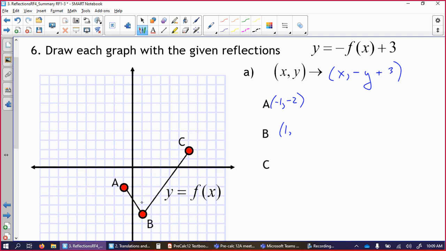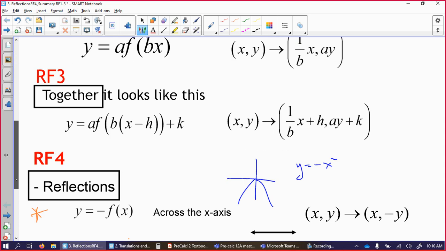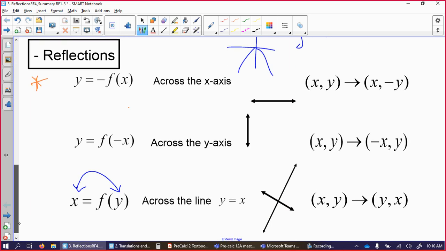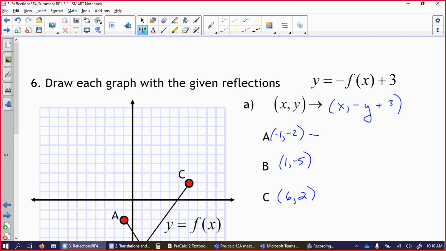1 and 2, 3, 4, 5. And C is 1, 2, 3, 6, and 2. So because we have this negative in the y, we're going to be reflecting it across the x-axis. Negative f of x reflects it across the x. So our x values are all going to stay the same: negative 1, 1, and 6.